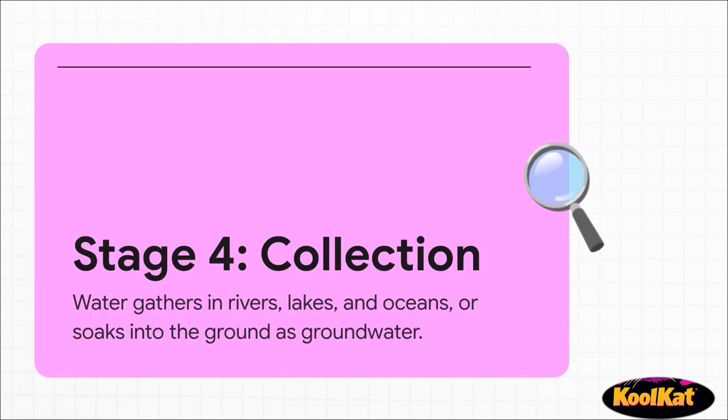And finally, our droplet is back home on Earth. This brings us to stage 4, collection. This is really just where all that water ends up. It could land in a river, a lake, the ocean, or it might soak right into the ground and become what we call groundwater. And from there, it's just waiting for the sun to warm it up and start that whole amazing journey all over again.